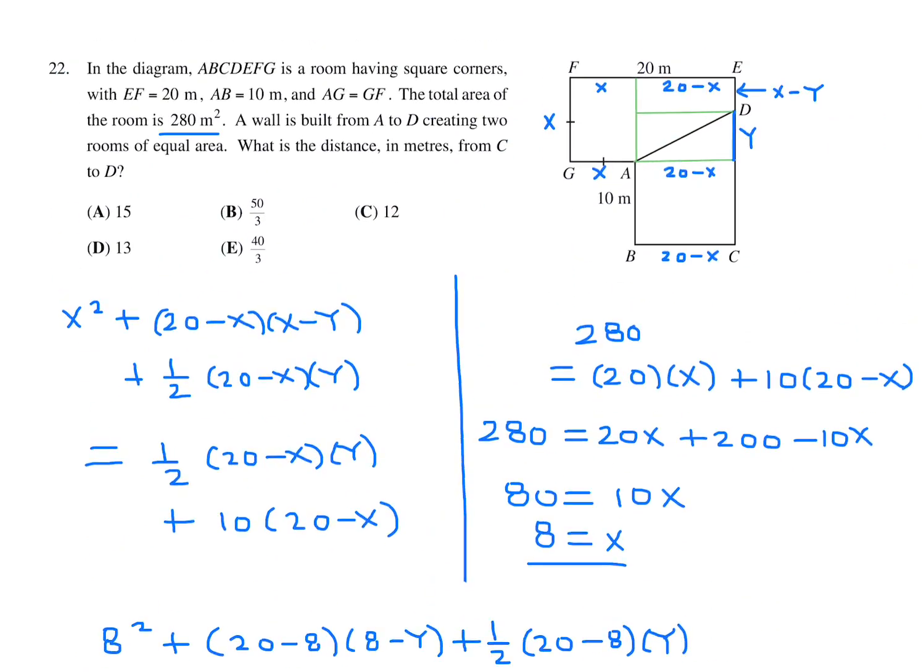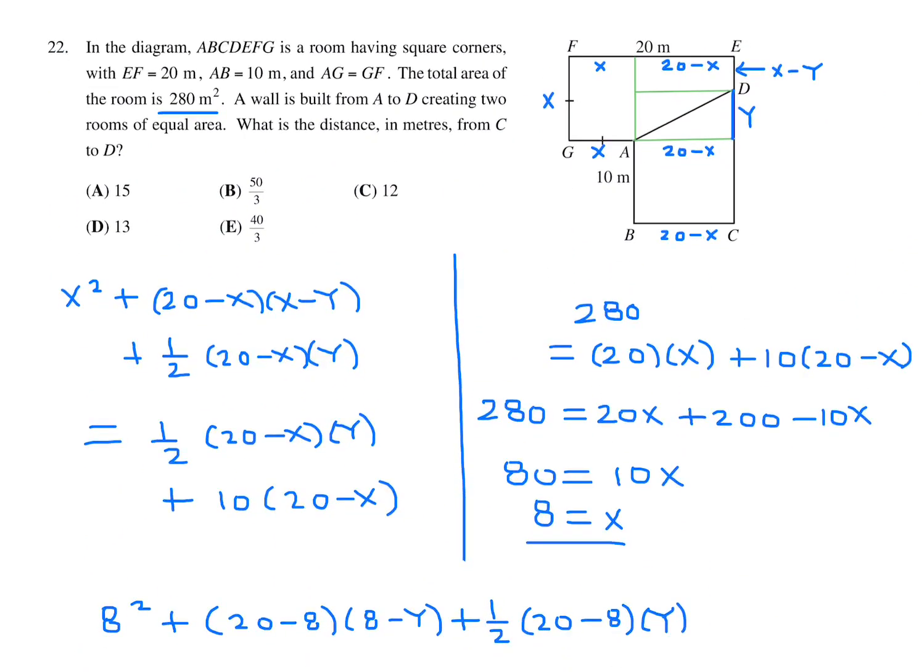Let's go back and remind ourselves what it is that they want. They want the distance from C to D. So C to D, that whole thing. Well, C until this point is 10. So for C to D, you just have to add the y. Okay? So C to D is going to be 10 plus y.